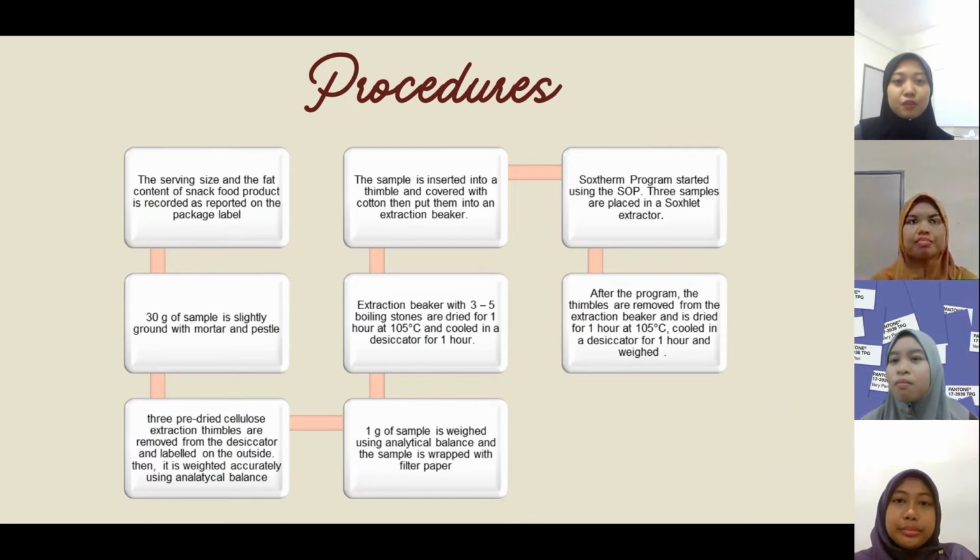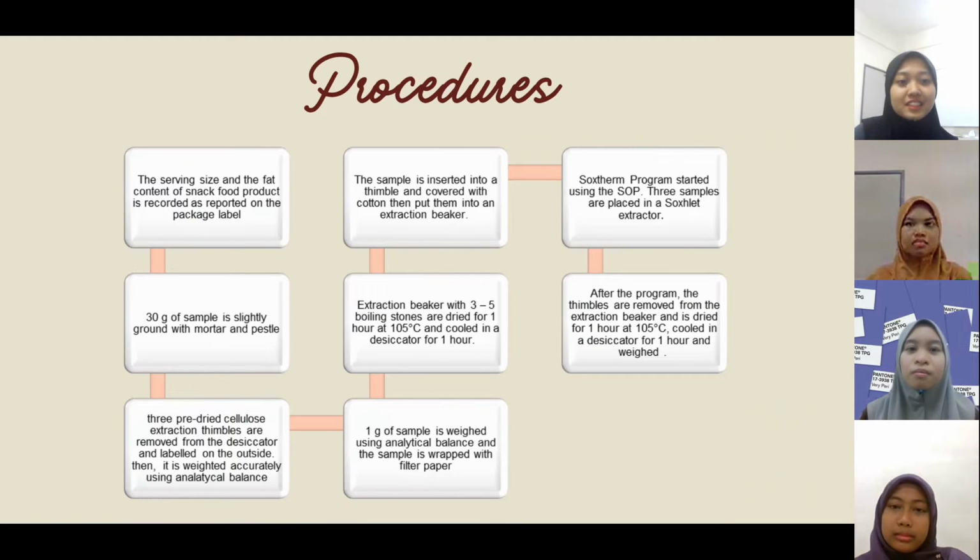Then I will continue with the procedure. The first procedure is that the serving size and the fat content of the food product are recorded and reported on the package label. Then 30 grams of sample is lightly ground with a mortar and pestle. Next, 3 pre-dried cellulose extraction thimbles are removed from the desiccator and labeled on the outside. Then they are weighed accurately using an analytical balance.